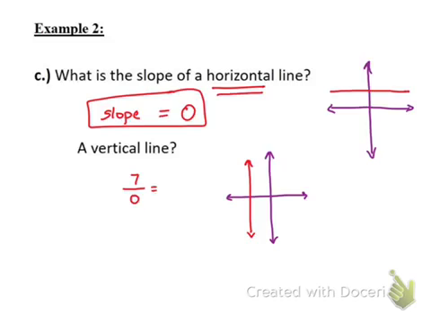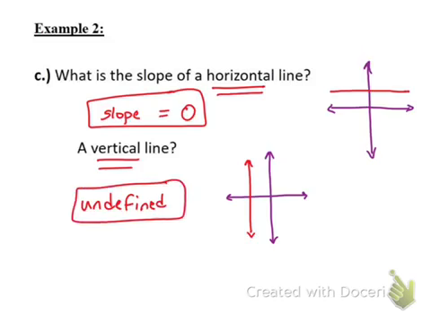So for a vertical line, we have to be aware of a couple of things. The slope for a vertical line is undefined because you can't actually calculate it. It's rising so fast, but it's not moving left or right, so you can't actually calculate the slope.